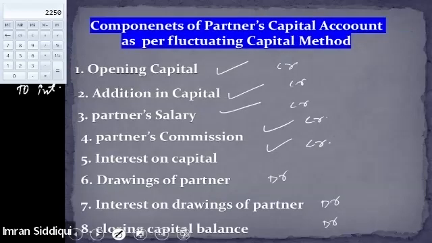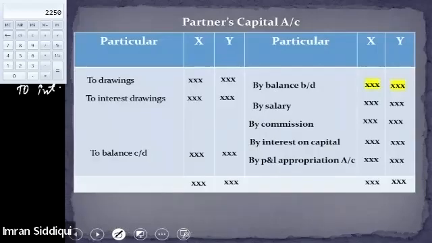Yes, sir. And this is how we prepare the partner's capital account. This is the format of the partner's capital account. See, this is the opening balance of the partner, the first item on the credit side, you can see by balance BD. Then if the partner is receiving salary, commission, interest on capital, and if the partner is receiving profit from the P&L appropriation, such profit needs to be distributed among the partners, right? The P&L appropriation profit will also be credited to the capital account. Okay, is that clear?